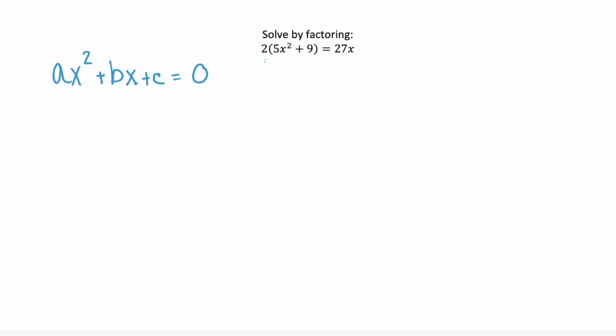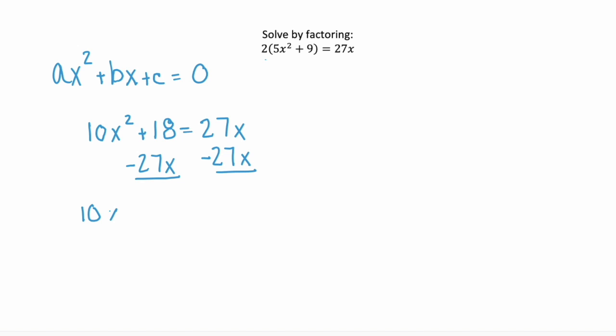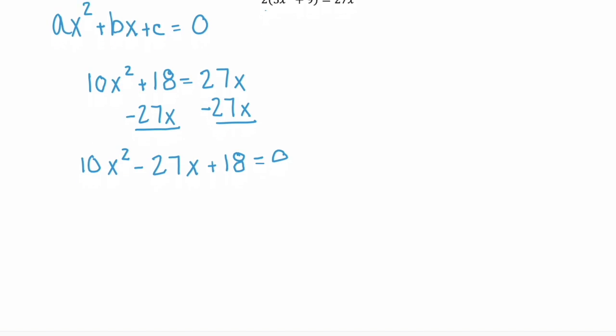Here, our first step is going to be to distribute that 2 through the parentheses. That'll give us 10x squared plus 18 equals 27x. Now we need to move the 27x from the right-hand side to the left-hand side. So we'll subtract 27x from both sides. Now we have 10x squared minus 27x plus 18 equals 0. That's the standard form for a quadratic.